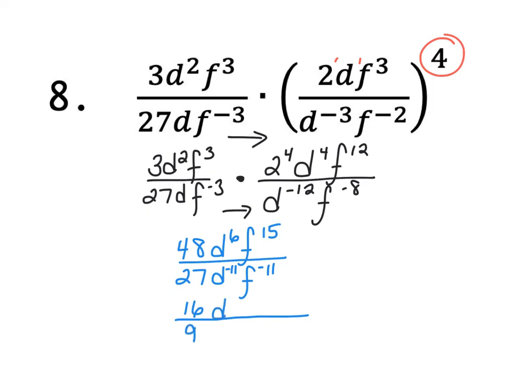Keep my base. For the D, 6 minus negative 11 is positive 17. And then keep my base, and 15 minus negative 11 is positive 26. So here is my final answer.